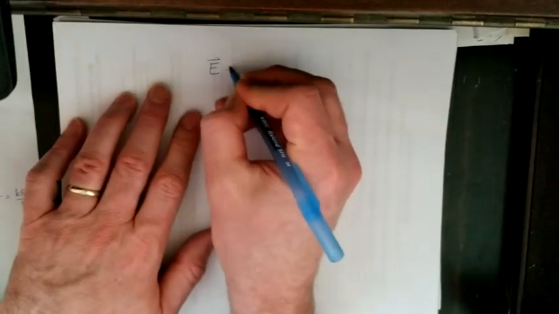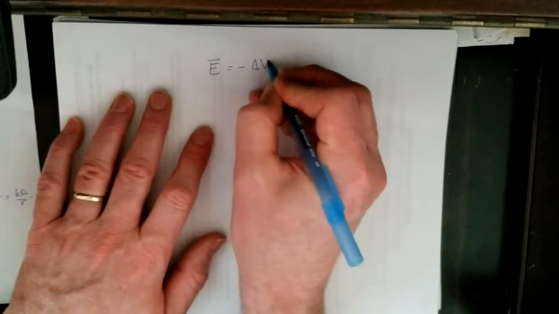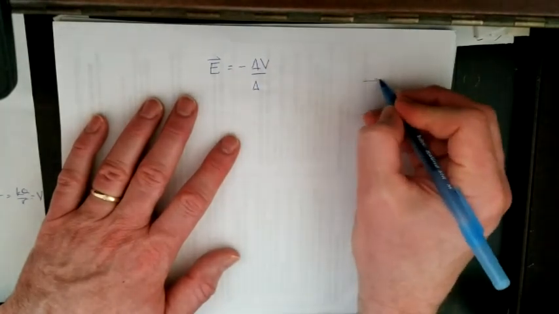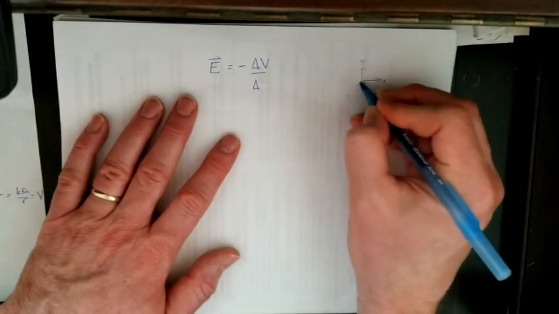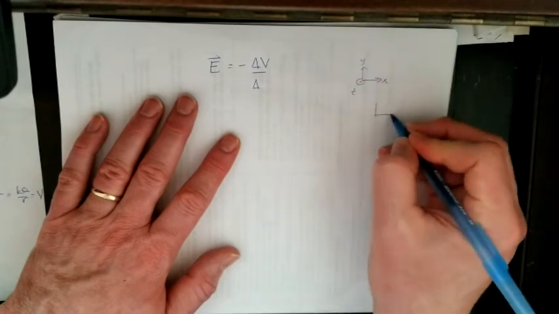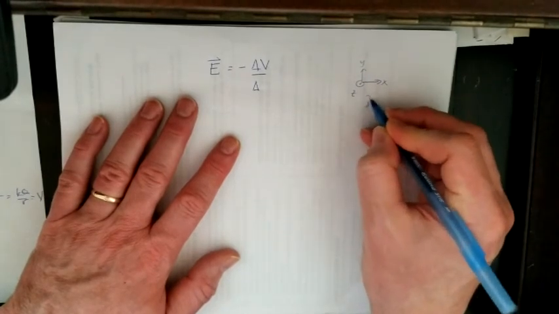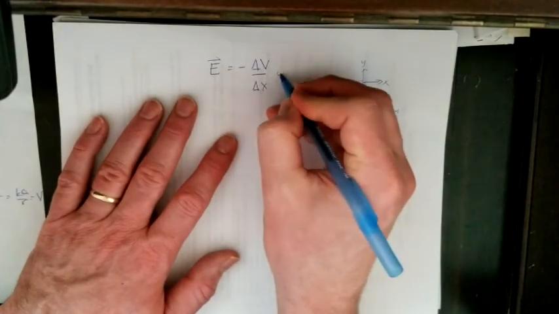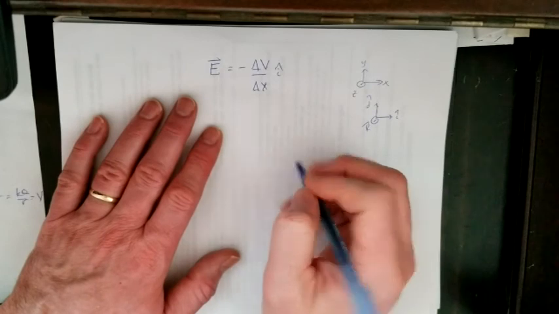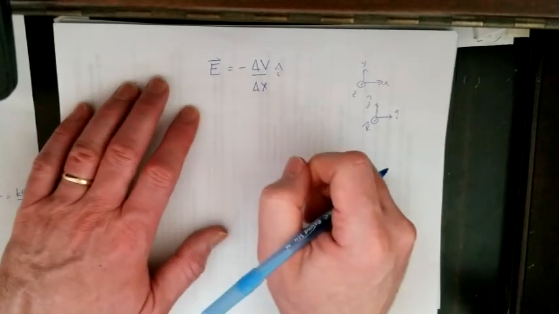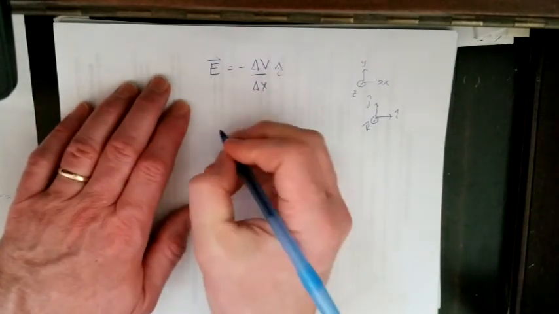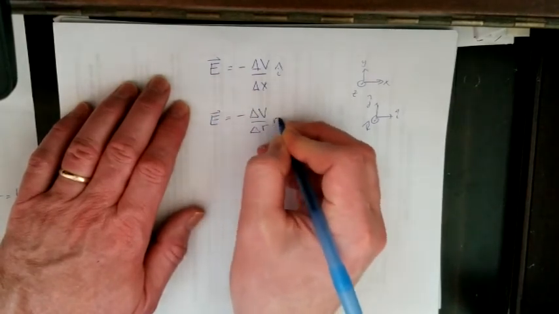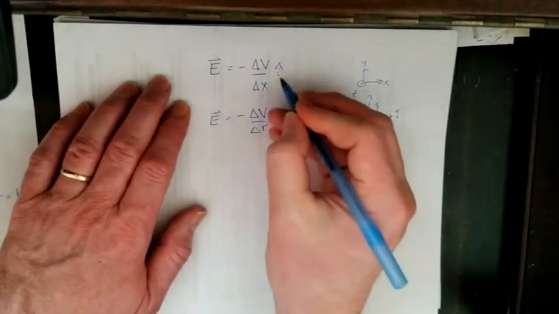So if we wanted to be slightly more formal about it, negative delta V over delta, whatever direction we're dealing with here. So if I go with a traditional x, y, and z axes, that would correspond to i hat, j hat, k hat directions, then x, i hat, or y, j hat, or z, k hat, or r, r hat. So I have my electric field is equal to negative delta V over delta r. R hat also works just so long as they correspond.